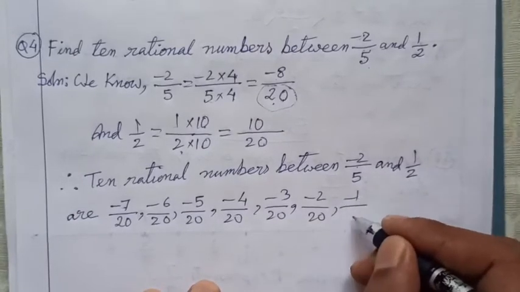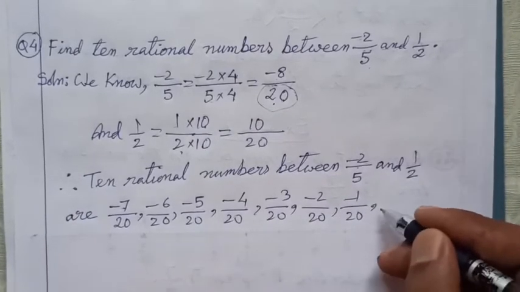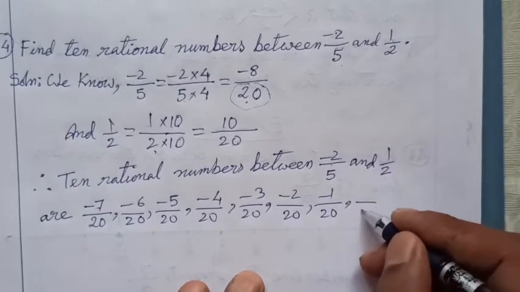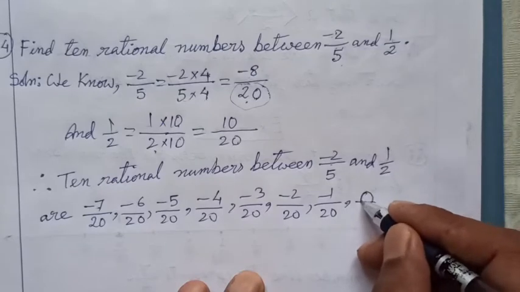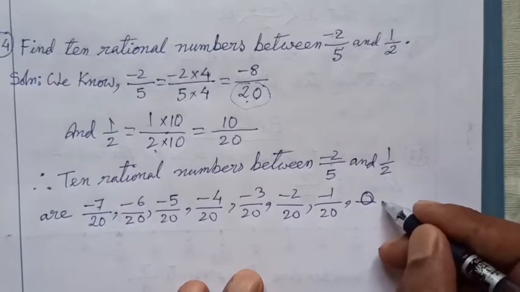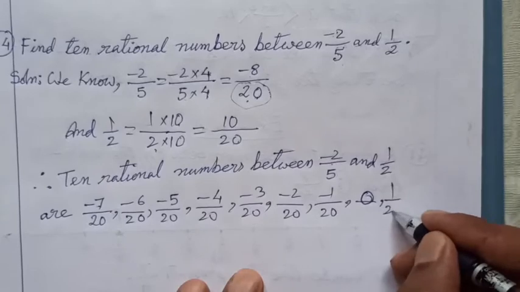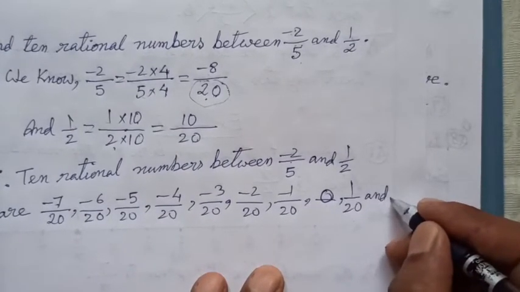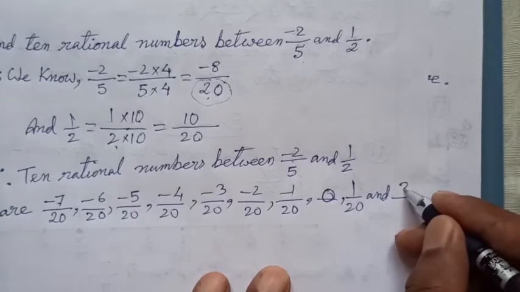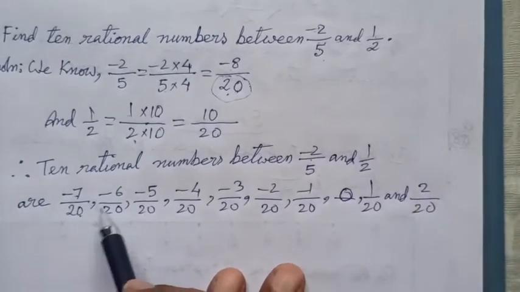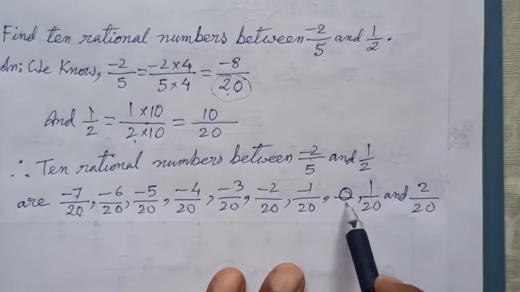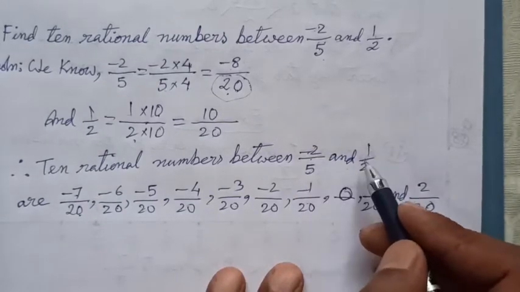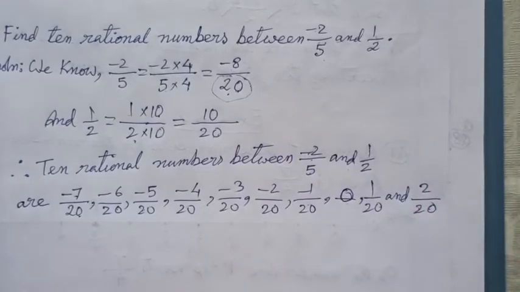-2/20, -1/20, and here you can write 0/20 or simply 0. 1/20 and 2/20. 1, 2, 3, 4, 5, 6, 7, 8, 9, 10. These are the 10 numbers in between -2/5 and 1/2. I hope you can understand this.